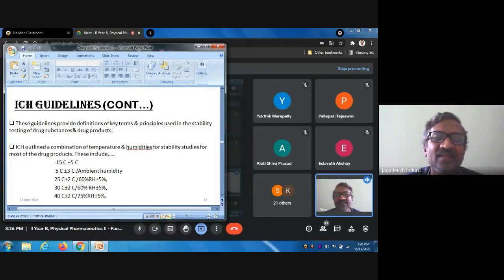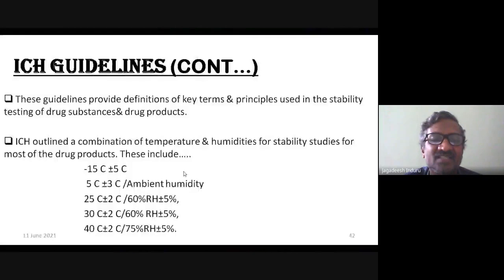Another frequently used condition for accelerated testing is 40 degrees centigrade plus or minus 2 with 75% RH. There are some intermediate conditions also, that is 30 degrees centigrade plus or minus 2 with 60% RH. This relative humidity will have a plus or minus limit, that is 5%. It is a GPAT question. Whether it is 5 or 10, they will be asking you. For the relative humidity, preferably 5% is the plus or minus window.